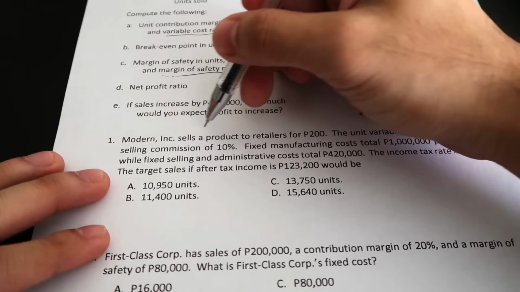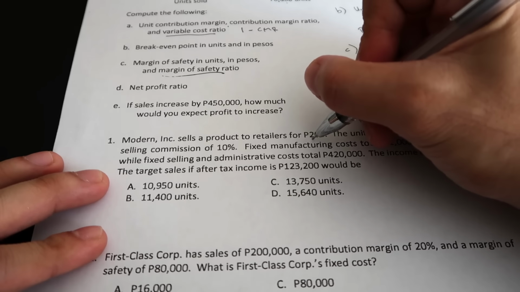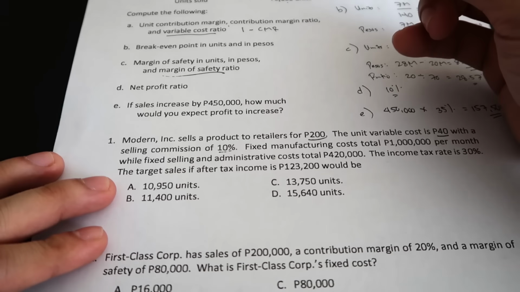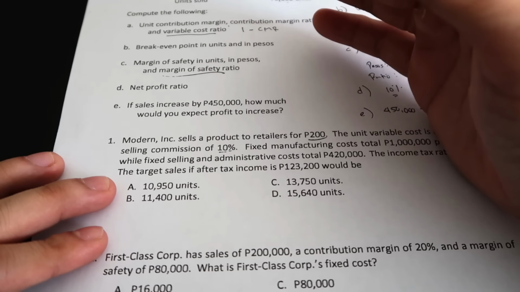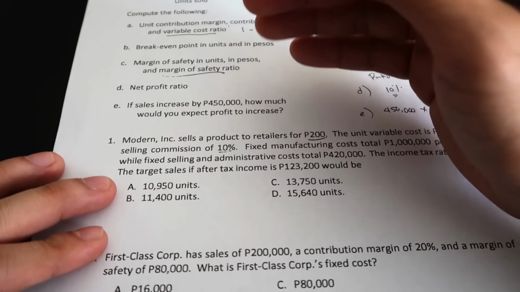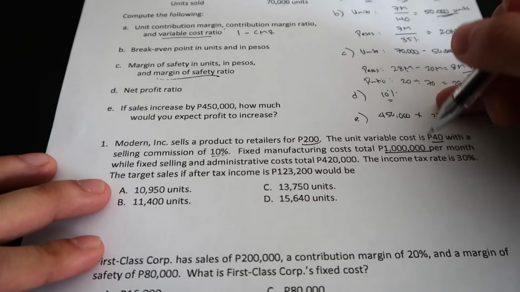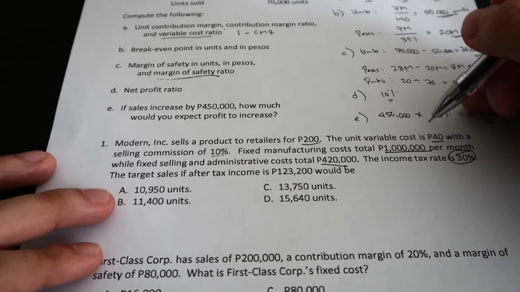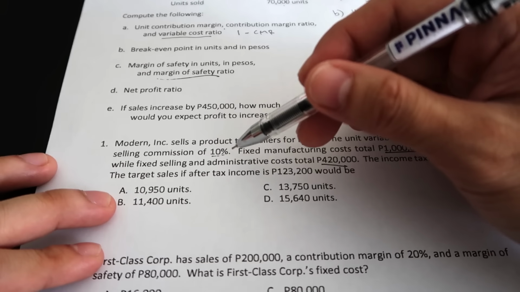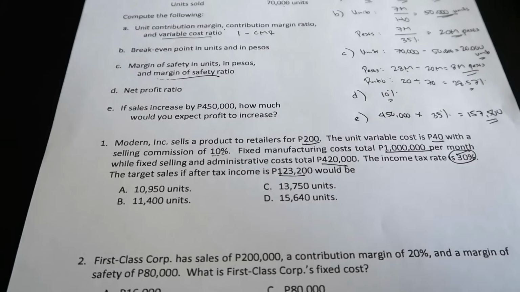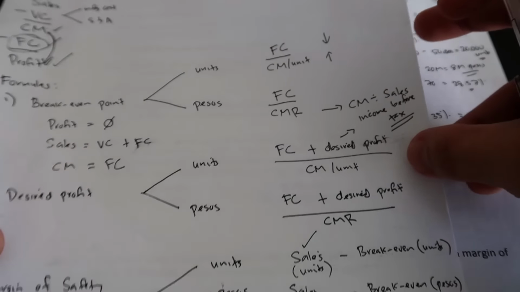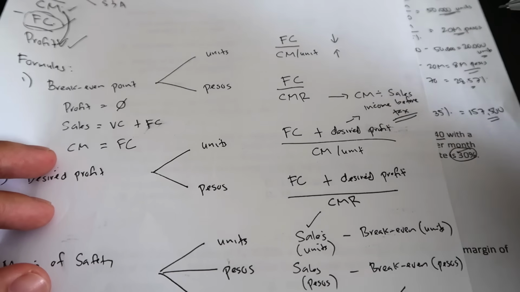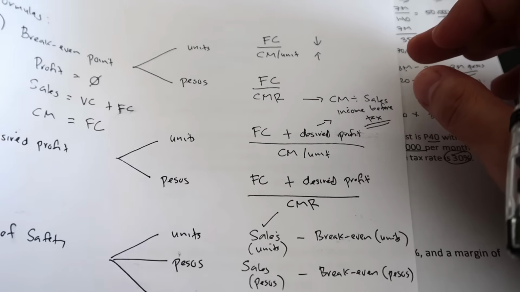Okay, very easy. Modern Ink sells a product to retailers for 200. The unit variable cost is 40 with a selling commission of 10%. Is the selling commission fixed or variable? Obviously, variable because it's based on your sales. Fixed manufacturing cost, 1 million per month. Fixed selling and admin, 420,000. Income tax rate is 30%. The target sales if after tax income is 123,200 would be, okay. Just to recap, para lang din siyang break-even point except that we add the desired profit. And I highlighted earlier, your desired profit should be income before tax.